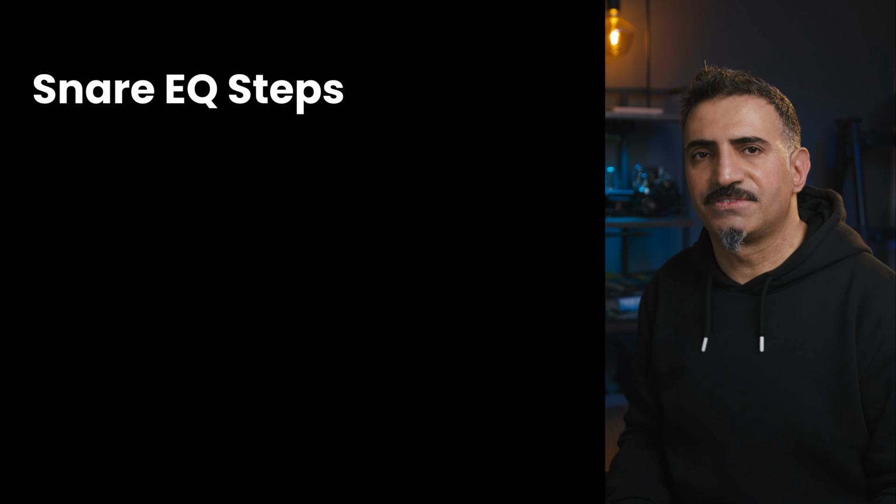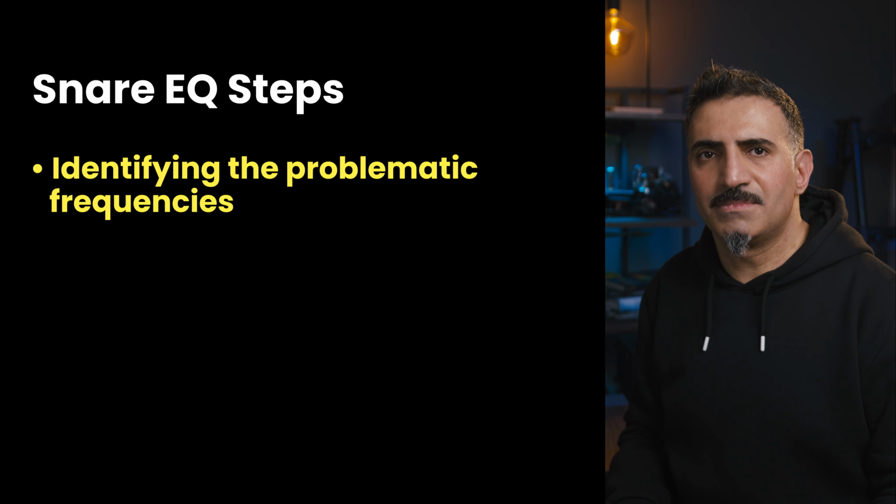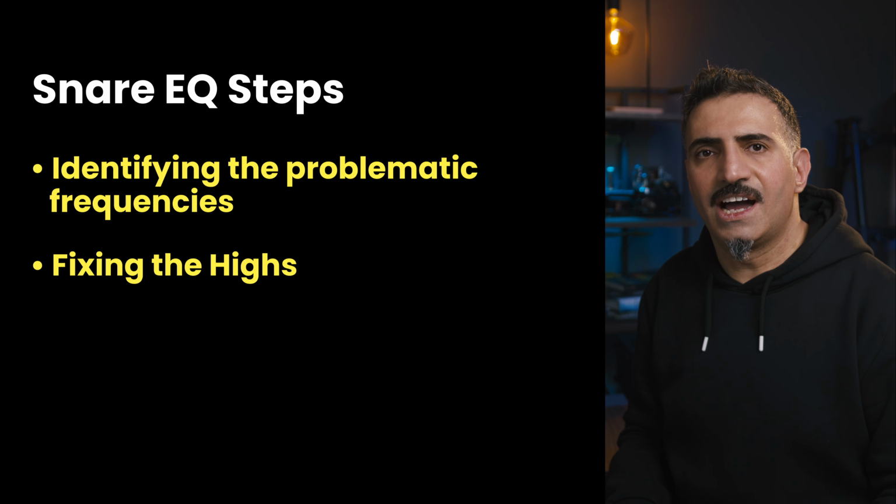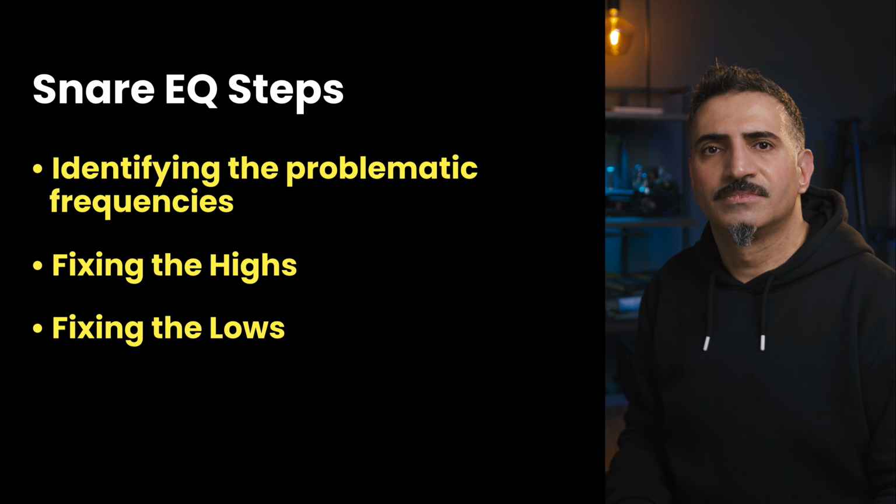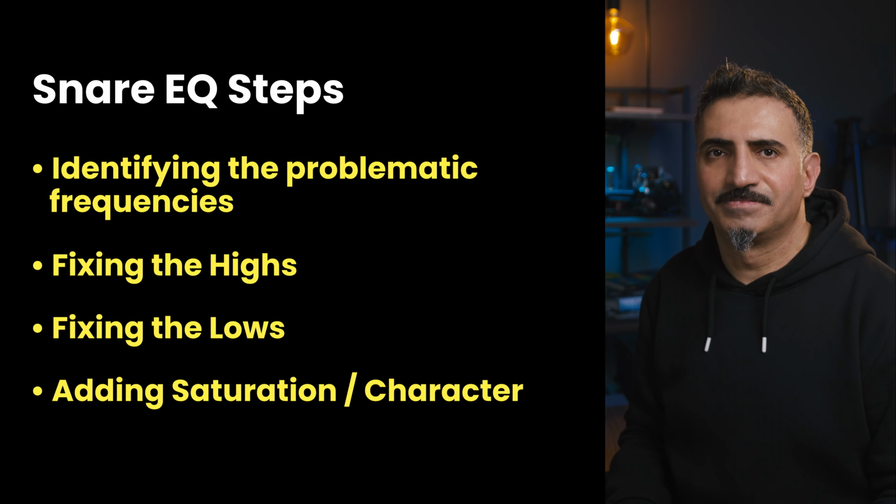A healthy snare responds well to the kick and its effect is felt efficiently in the mix. If the snare is not well processed, it stays at the bottom, and when we want to increase the volume of this channel, it screws up the track. I will follow the steps below, similar to the method I used in the kick video, but this time the frequency ranges are different: identifying the problematic frequencies, fixing the highs, fixing the lows, adding saturation character.